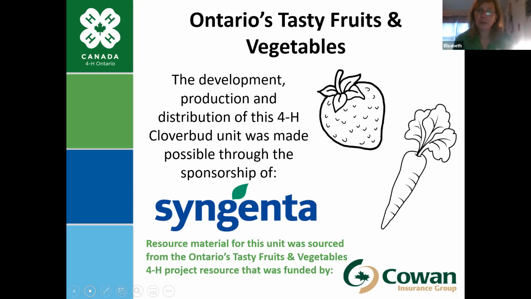So we were quite excited last year to be able to update our Ontario's Tasty Fruits and Vegetables project. There's a lot more variety of vegetables and fruits that are now grown in Ontario thanks to technology and science. And so we were able to capture that in this new project. So when it was updated last year provincially as a 4-H project, the funding came from Cowan Insurance Group.